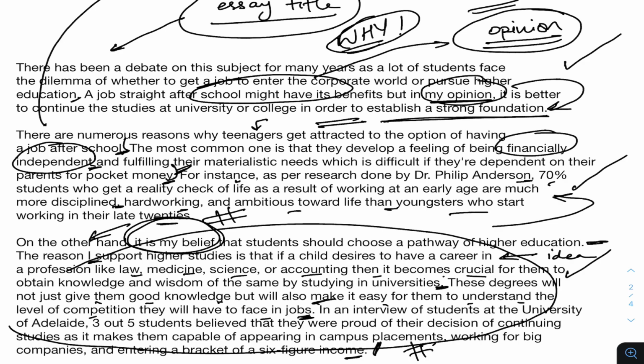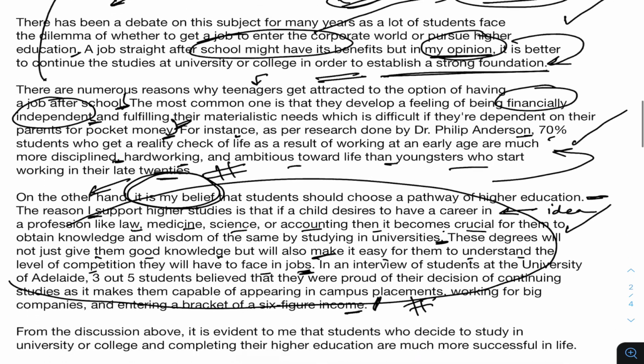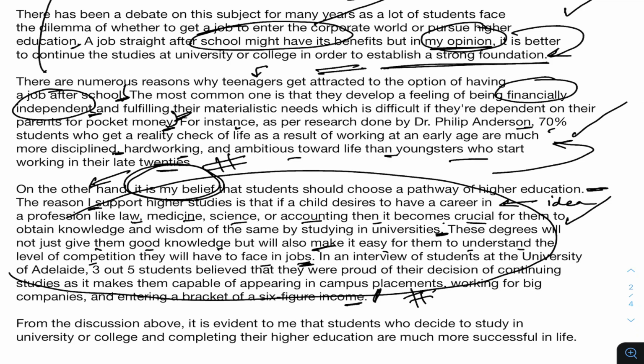Now let's conclude our essay. Again, short and sweet, to the point conclusion. No explanation, no examples in conclusion. From the discussion above, which means the essay that we have written above, it is evident to me that students who decide to study in university or college and complete their higher education are much more successful in life.